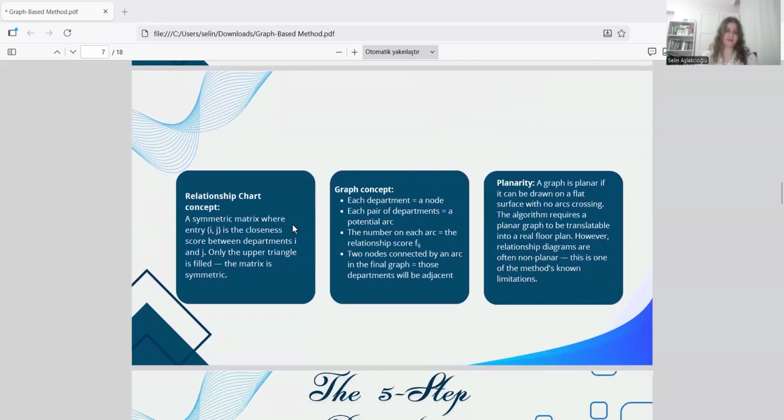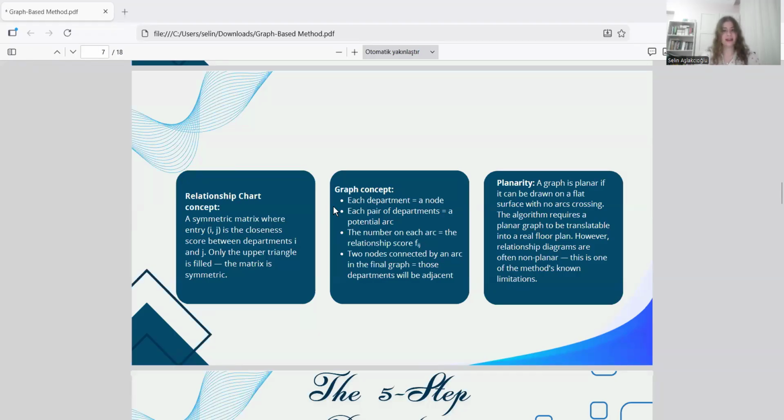Here we explain what a relationship chart is and some other concepts. A relationship chart is a systematic matrix where entry ij is the closeness score between departments i and j. Only the upper triangle is filled. The matrix is symmetric. Each department is represented by a node. Each pair of departments is a potential arc, and the number on each arc is the relationship score Fij. If two nodes are connected by an arc in the final graph, those departments will be adjacent.